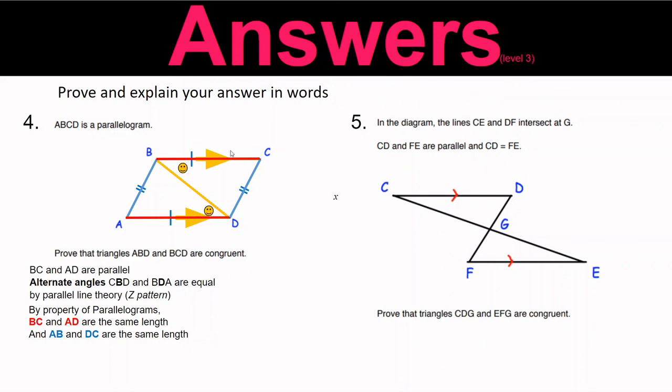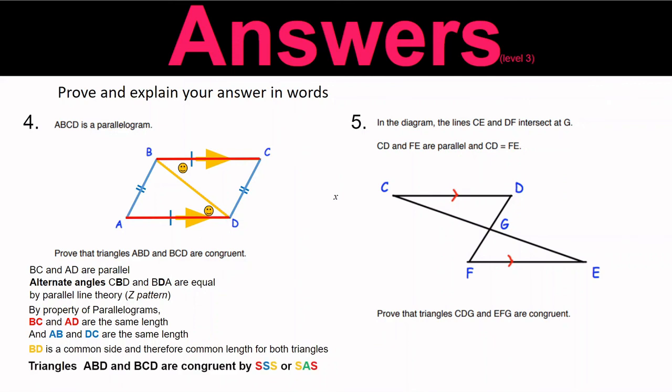I know that they've got a red side equal to each other, a blue side equal to each other, and this yellow side, which they share, is obviously equal for both of them. So by side, side, side, these two triangles are congruent.